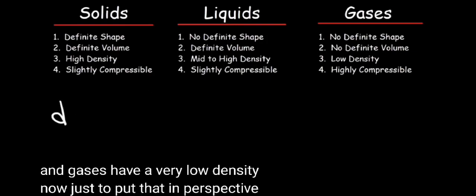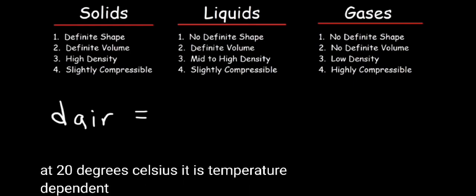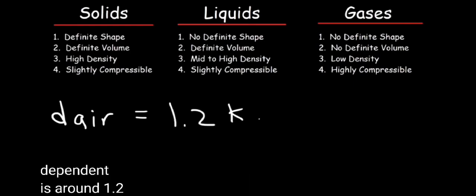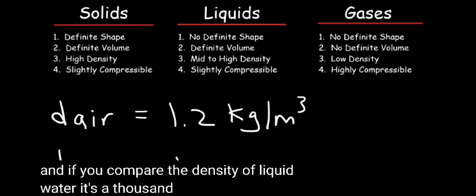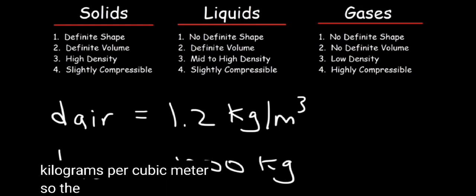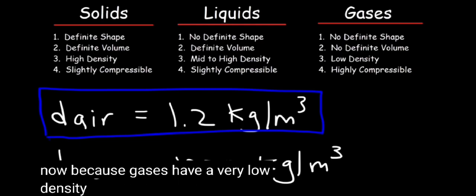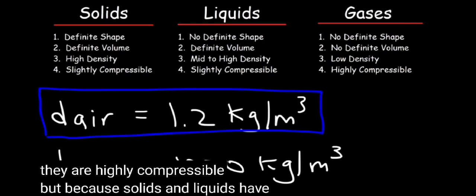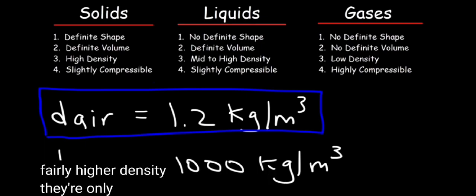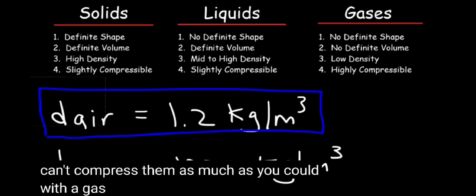density. Now just to put that in perspective, the density of air at 20 degrees Celsius, it is temperature dependent, is around 1.2 kilograms per cubic meter. And if you compare that to the density of liquid water, it's 1,000 kilograms per cubic meter. So the density of a liquid is much higher than the density of a gas. Now, because gases have a very low density, they are highly compressible. But because solids and liquids have a fairly higher density, they are only slightly compressible. You can't compress them as much as you could with a gas.